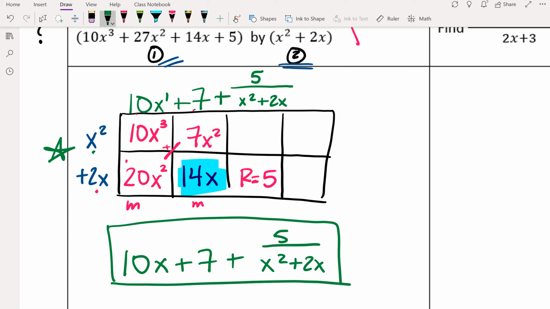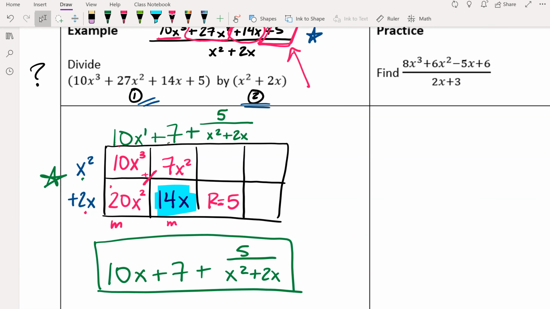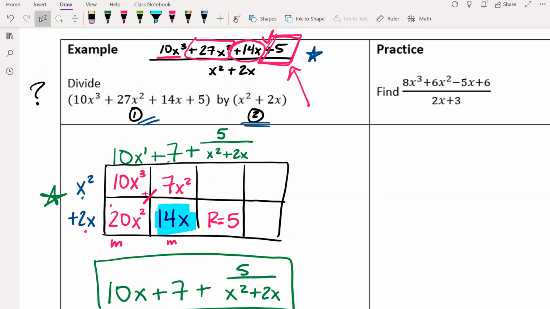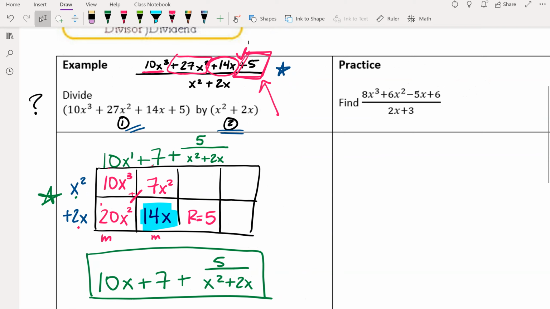All right, y'all are going to do a practice one now. I think this is a good one to practice, so we're going to go ahead and do that together. Hopefully that feels good for y'all. Good work.